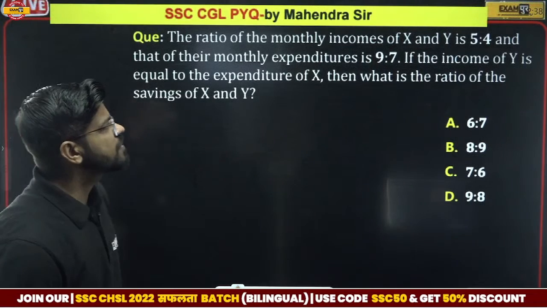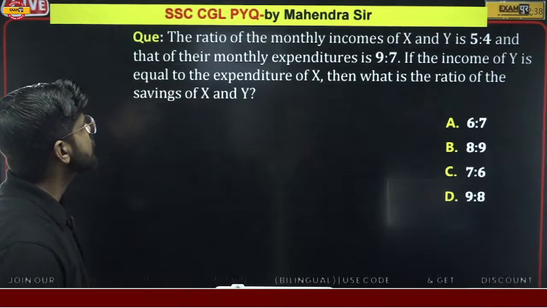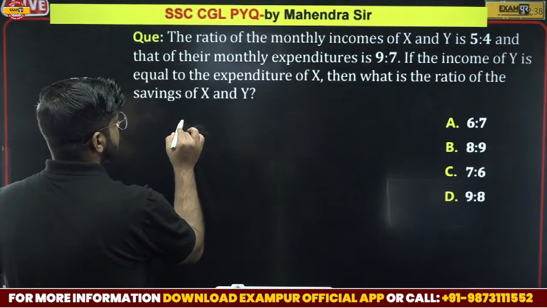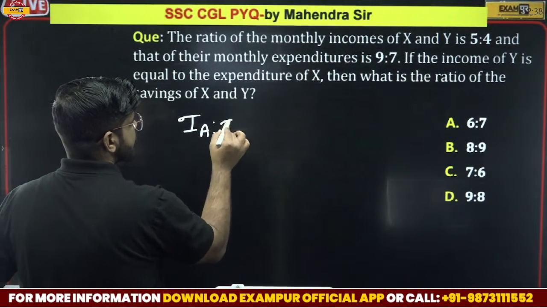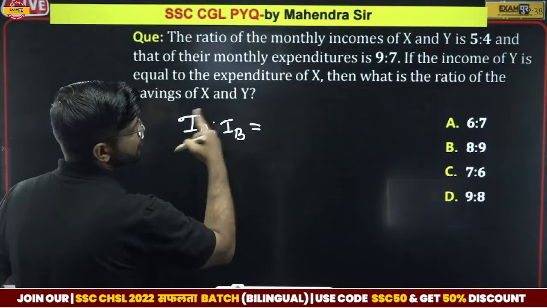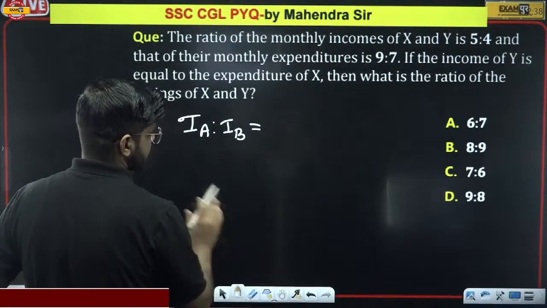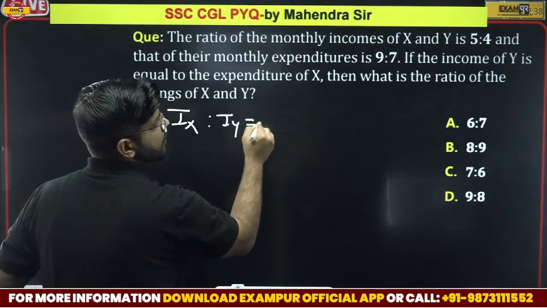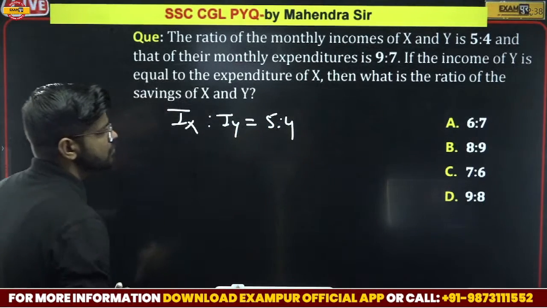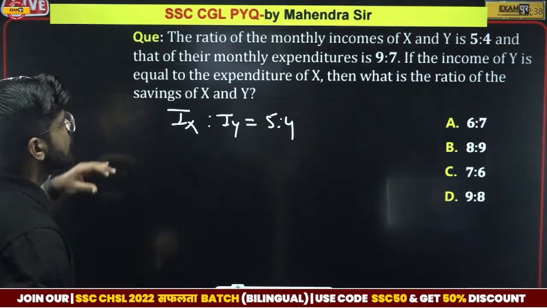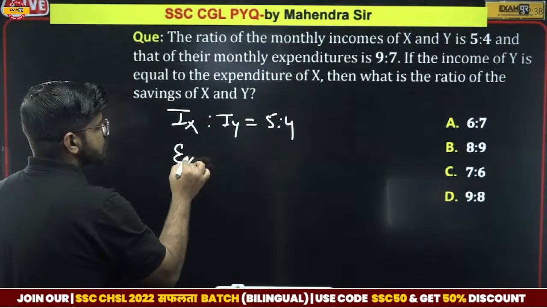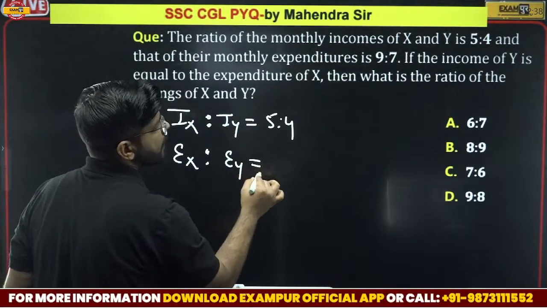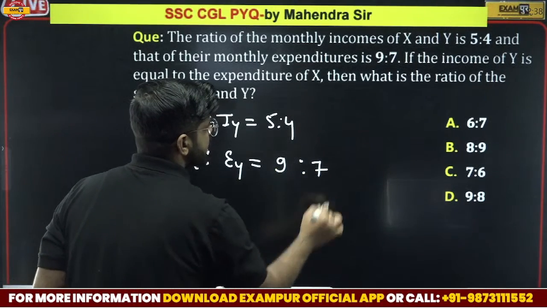Next question. The ratio of the monthly income of X and Y is 5:4, and that of their monthly expenditure is 9:7. So ratio of monthly income of X to Y is 5:4. And the monthly expenditure of X is to expenditure of Y, it is 9:7.